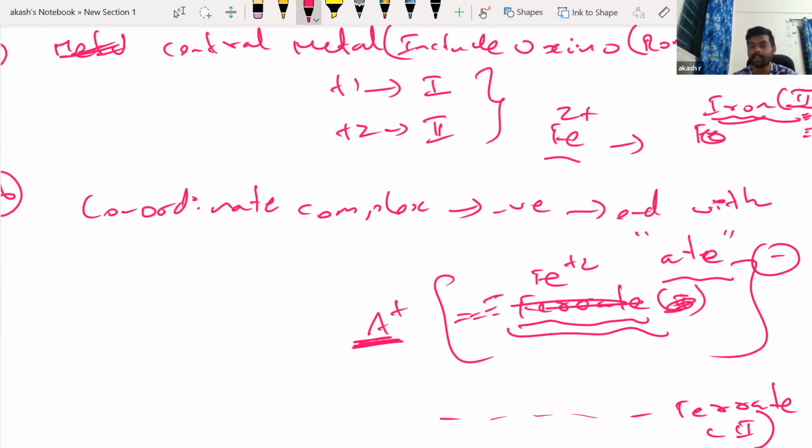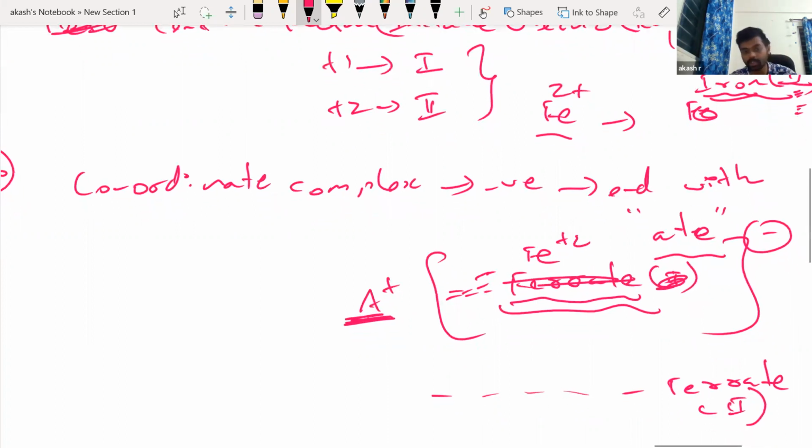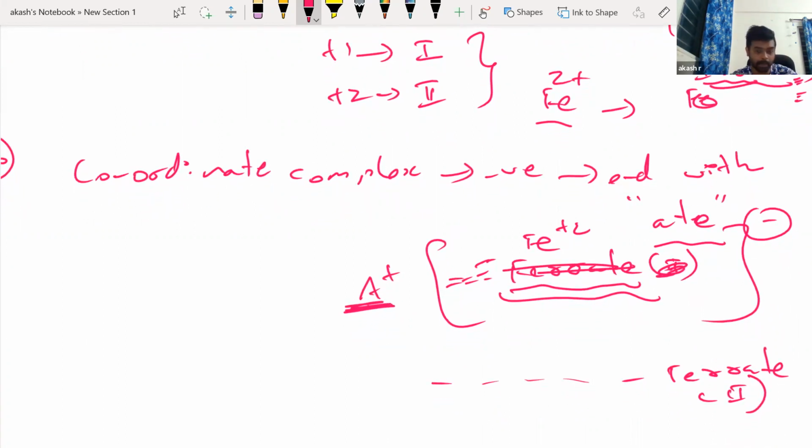Normally, if the coordination complex has a positive charge, you just end with the metal name, iron, nickel, copper, something like that. That's it. That's how you have to end.